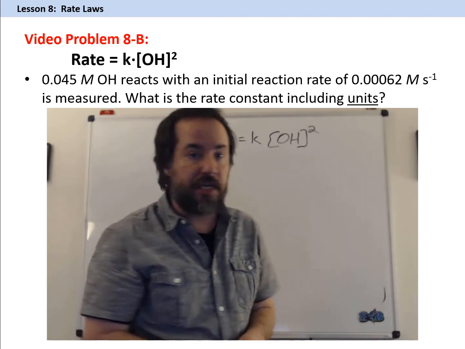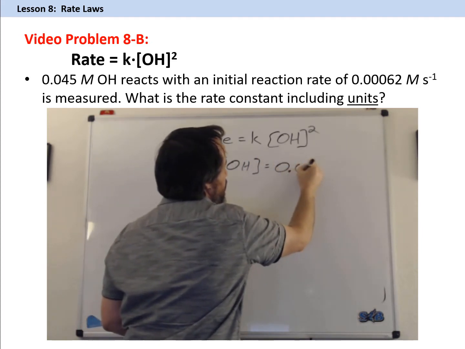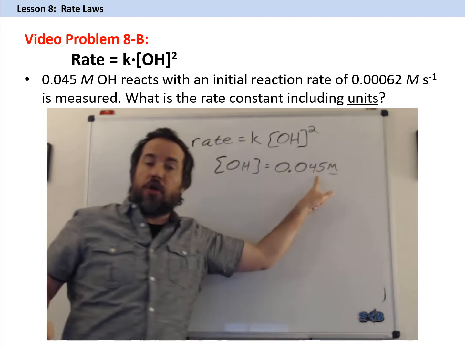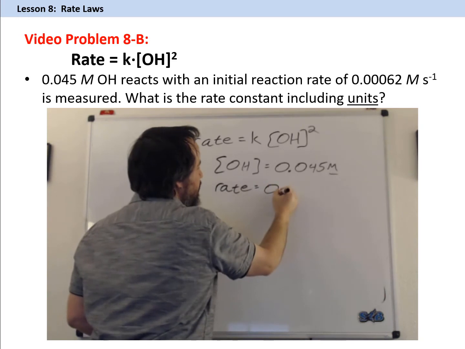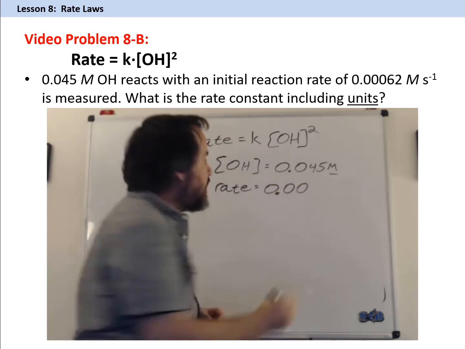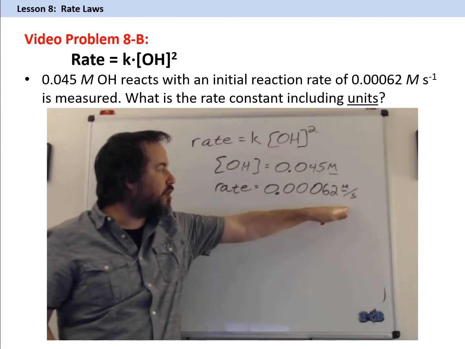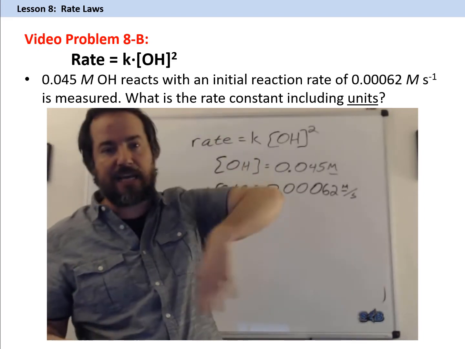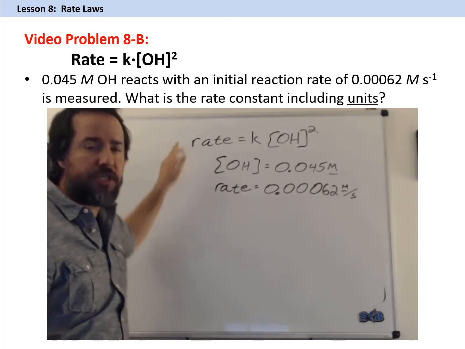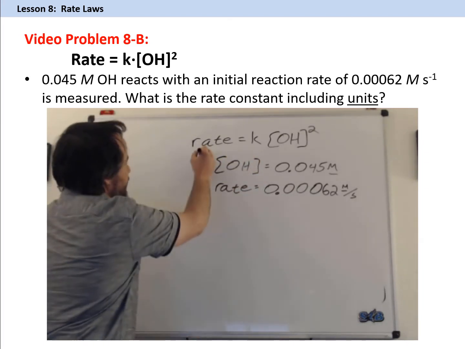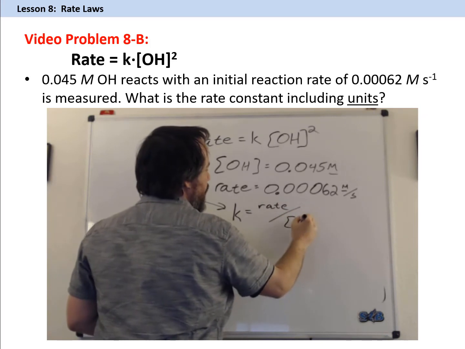We're told the OH concentration is 0.045. The units for concentration are molarity, and we're told that the rate equals 0.00062 molarity per second. Right? Notice I put it molarity per second. On the screen it says molarity second to the -1. They're the same thing. All right, so now I could plug those in, but seeing that I want to find K, I'm just going to rearrange this. Right, so I have K equals rate divided by OH squared.